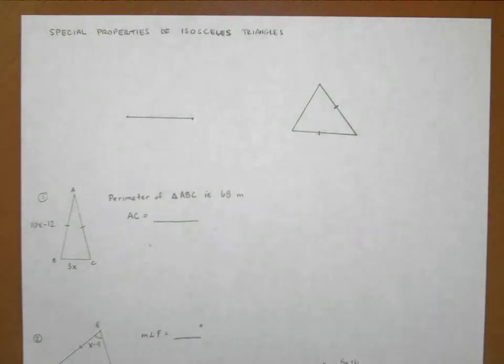Okay, in this video I'll be talking about special properties of isosceles triangles. Isosceles triangles are triangles in which we have two sides that are congruent to each other, the same length. First of all, let's start with a simple construction.